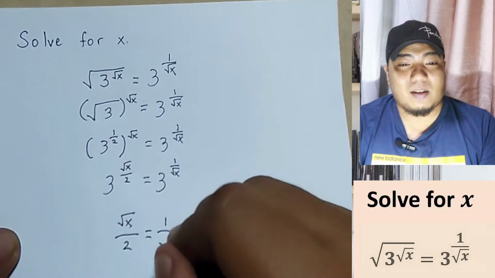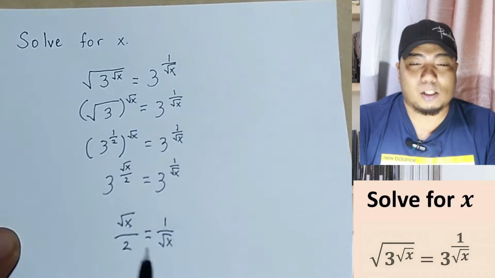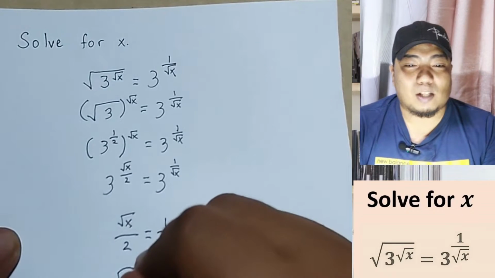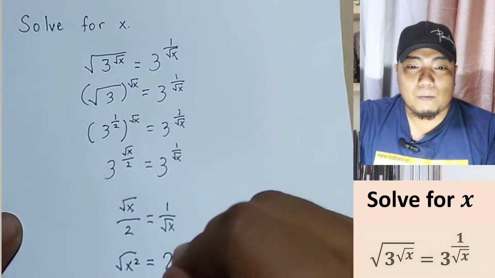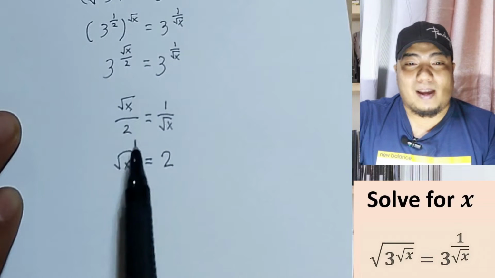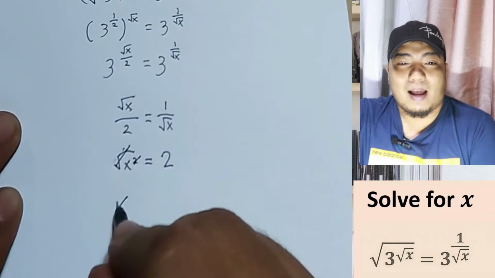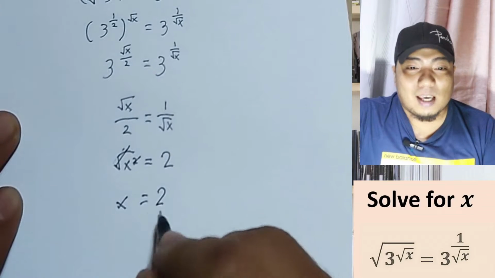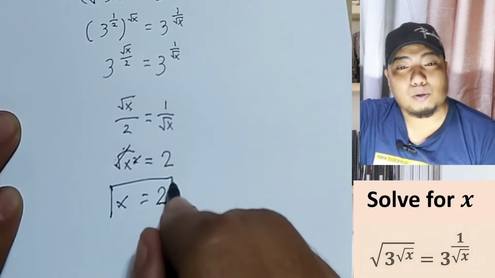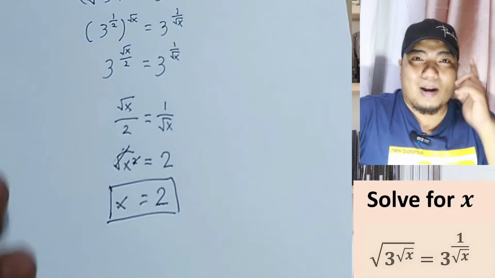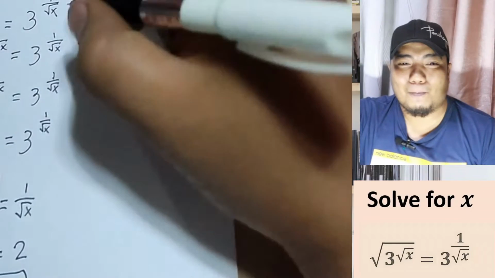Now, in this given equation, we have the same base. So we can now equate our two exponents. So we have square root of x over 2 is equal to 1 over square root of x. Now, by applying the cross multiplication, we will have square root of x squared is equal to 2. So we have 1 times 2, that is 2. Okay, now canceling the square root, and we have now our answer, which is equal to 2.